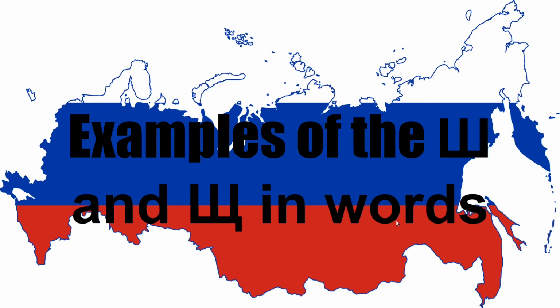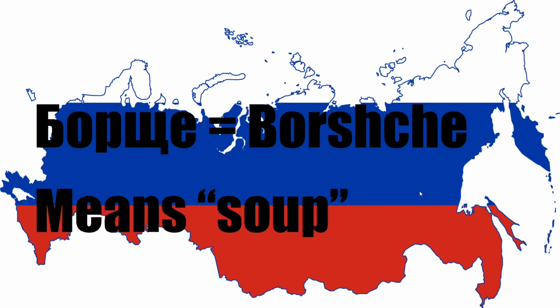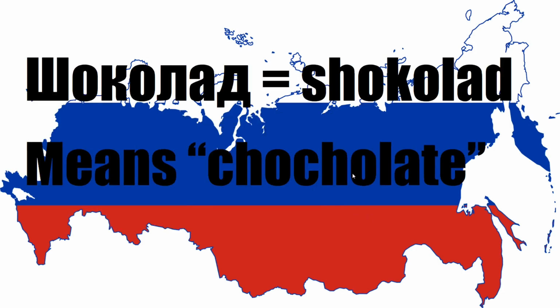Examples of the two sounds in words. We have first example, borscht, which means soup. I think beetroot soup. Next example we have is of just the regular sh sound. And this one is chocolade, which sounds very similar to the English chocolate, and that's exactly what it means.